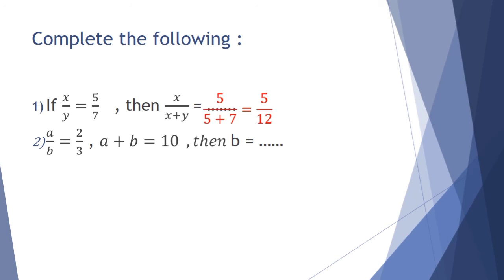He gives me another problem, number 2. A over B equals 2 over 3, comma, A plus B equals 10. Then B equals, this is the ratio between A and B, and A plus B means sum. So I will make the ratio between A to B to sum. A to B 2 to 3, and the sum 5, and the real sum 10. The missing here is what? B. To get B, I will make 3 times 10 over 5.